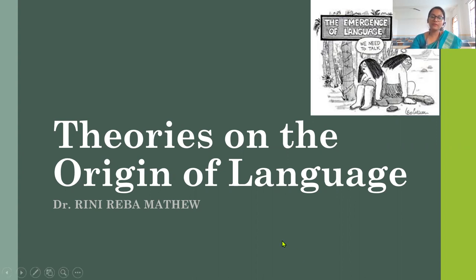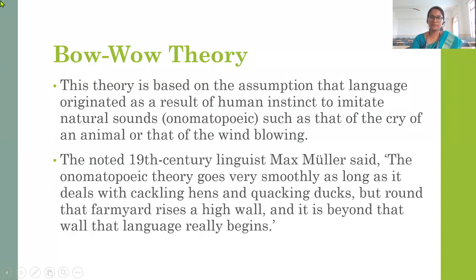The first one is the Bow Wow theory. The Bow Wow theory is based on the assumption that language originated as a result of the human instinct to imitate natural sounds or onomatopoeic sounds, such as the cry of an animal or the wind blowing. If you're familiar with figures of speech or poetic devices, then you might know the word onomatopoeia. Onomatopoeia means words that are formed by imitating natural sounds, like the hiss of a snake, or the sound of the cuckoo bird. So all these are onomatopoeic sounds.